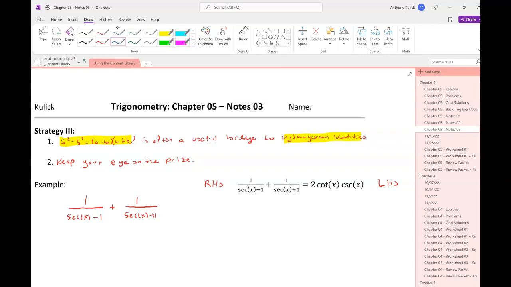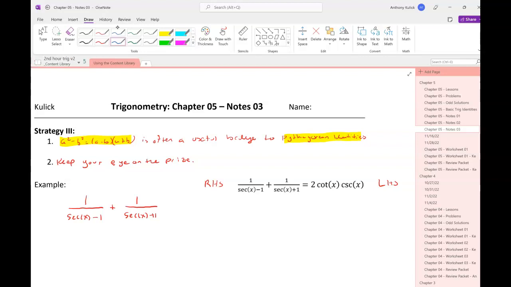In order to add two fractions, what do we have to have? Common denominator. So between the denominators of secant x minus 1 and secant x plus 1, what would the common denominator be? Well, what if it was just 1/2 plus 1/3? What would the common denominator be? 6. How'd you get 6? 2 times 3, right? Because they're relatively prime. Secant x minus 1, secant x plus 1 are relatively prime. What's the common denominator going to be? Secant x squared minus 1.